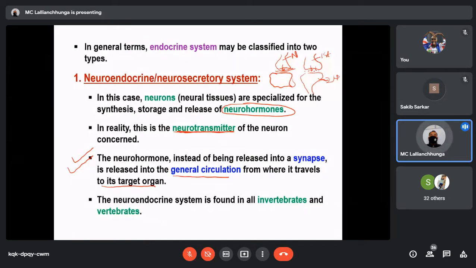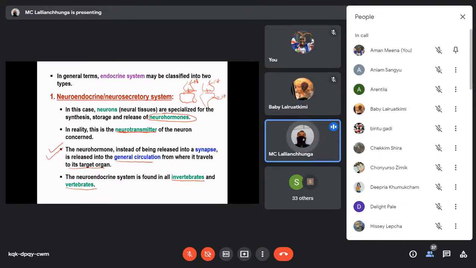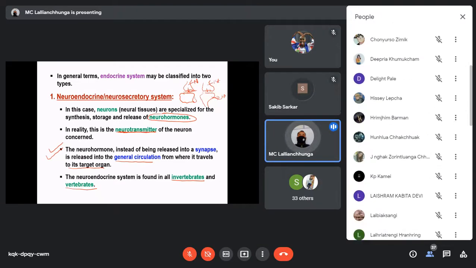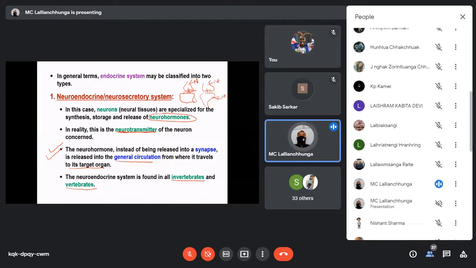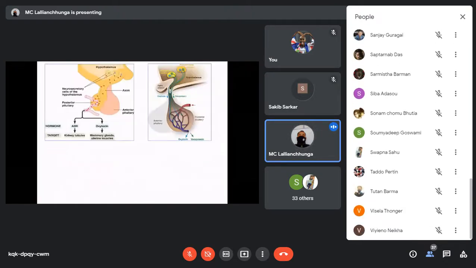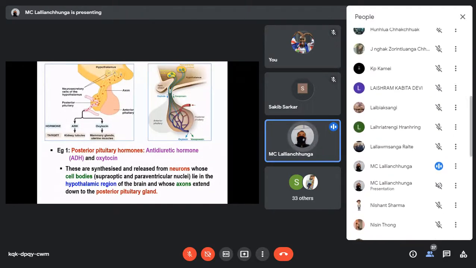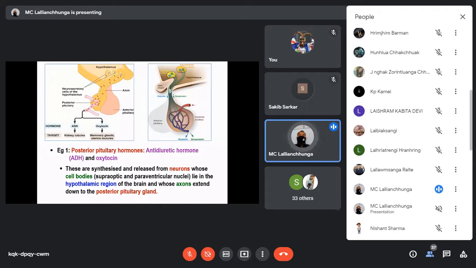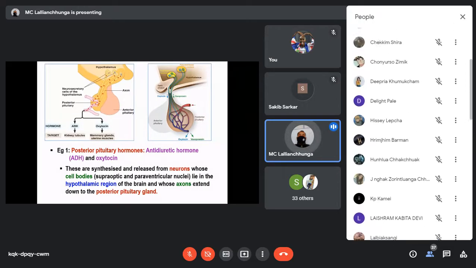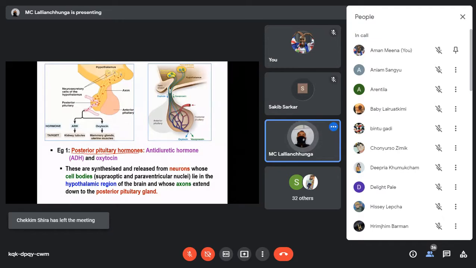The neuroendocrine system is found in all invertebrates and vertebrates. This type of system can be observed in invertebrates as well as vertebrates. So what are the examples of this neuroendocrine system? We have two examples. Number one, posterior pituitary hormones.